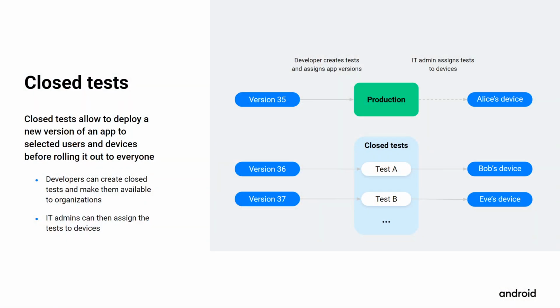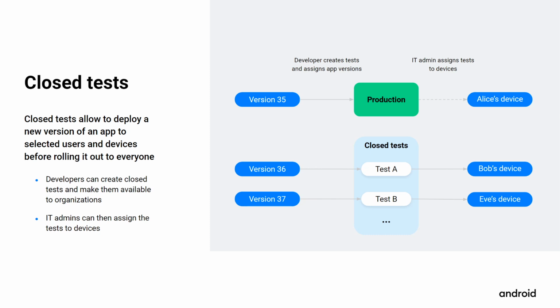To test the new version of an app, you need to control which devices receive that new version, and for that you can use the closed test tools of Google Play. Here is how it works. Each app by default has a production version, and all users get this version by default. But in addition to this production version, the developer of an app can create one or multiple closed tests and assign non-production versions of the app to these tests.